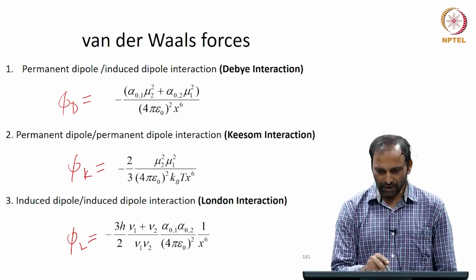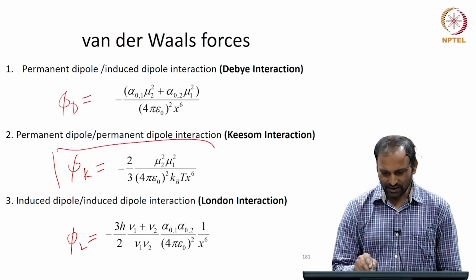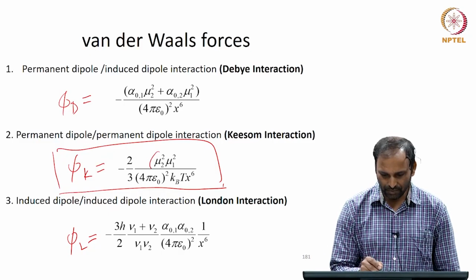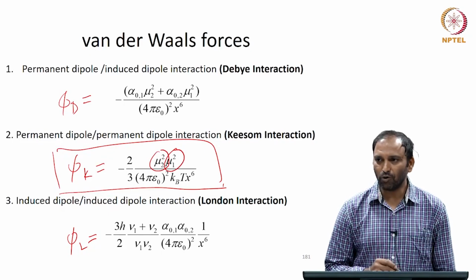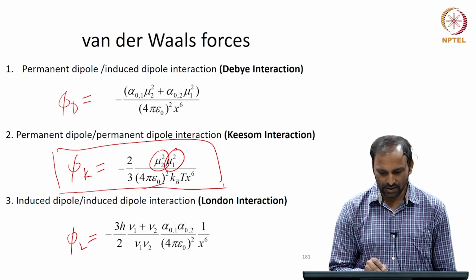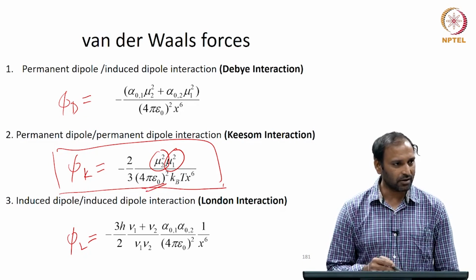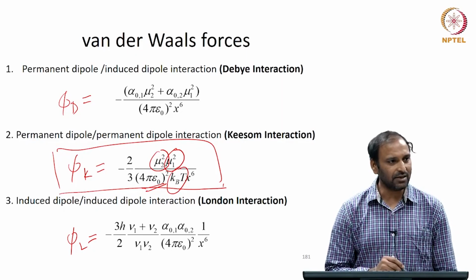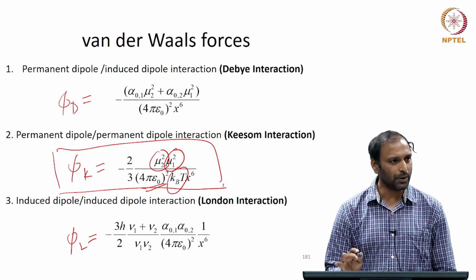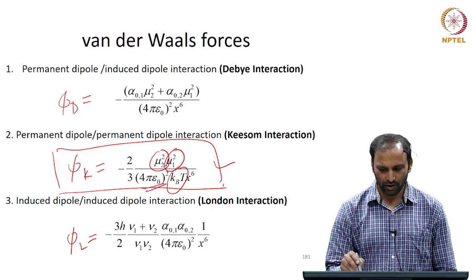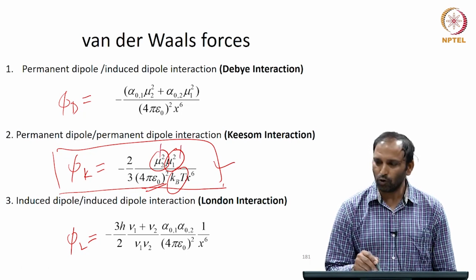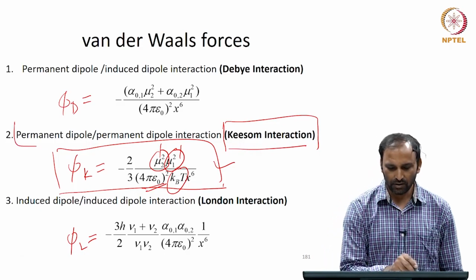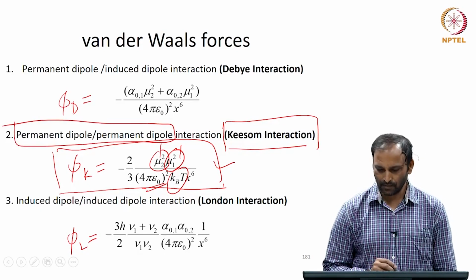Let us look at this. This is an interaction between 2 permanent dipoles. Of course, it should depend on the magnitude of the dipole moments, and this 1 over 4 pi epsilon naught comes from the electrostatics. You have kBT, the thermal energy, and 1 over x power 6 dependence. So the terms which have only dipole moments are the Keesom interactions, because they are the interaction between the permanent dipoles.